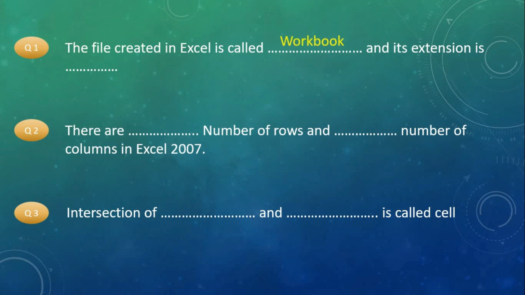The answer for these: the file created in Excel is called workbook and its extension is XLSX. There are 1,048,576 rows and 16,384 columns. The intersection of row and column is called a cell.